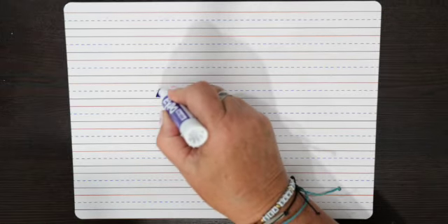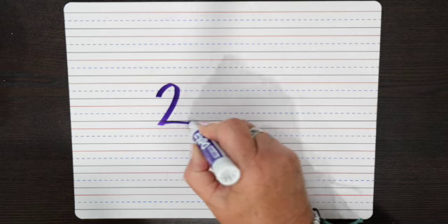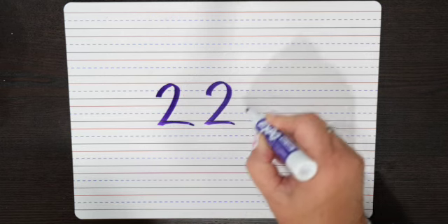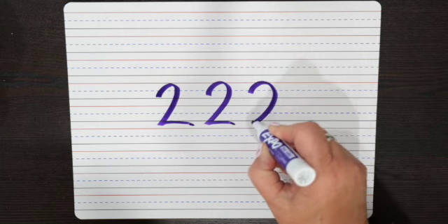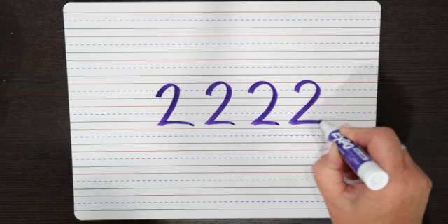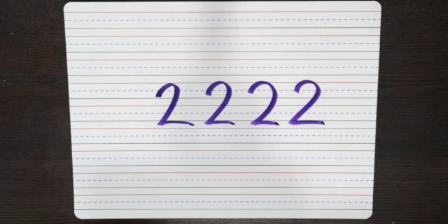The number 2 is curve, slant down across. Curve, slant down across. That's how you make a 2.